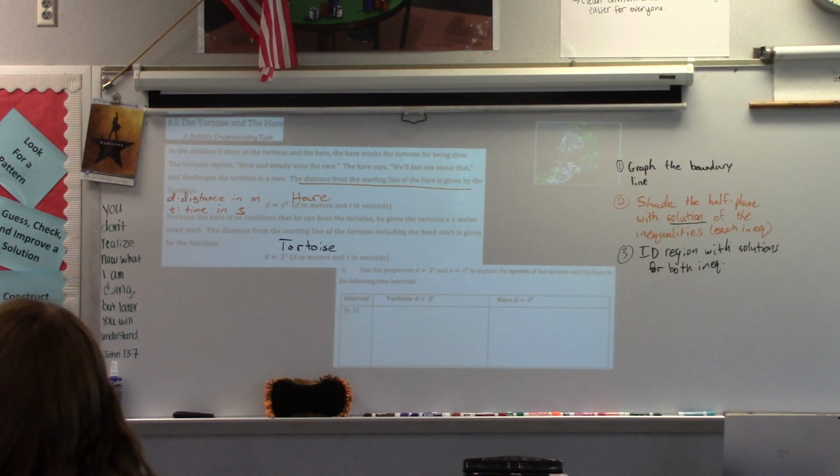It's not the distance and time, for the hare and tortoise? Nope, just distance and time. Which one's going to be independent, which one's dependent, which one's x, which one's y. So what are y'all thinking?